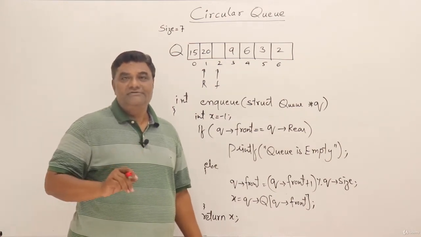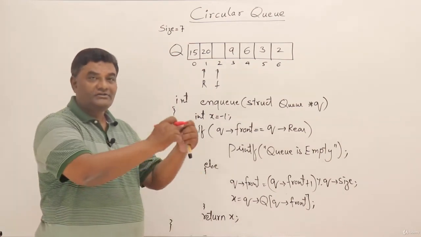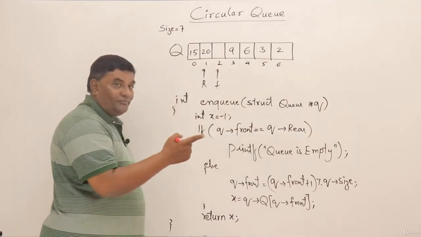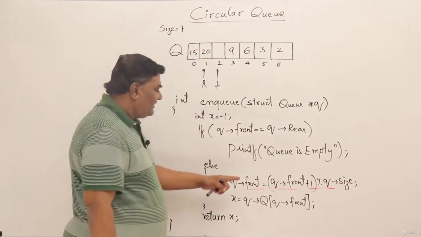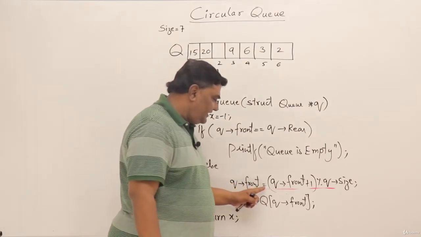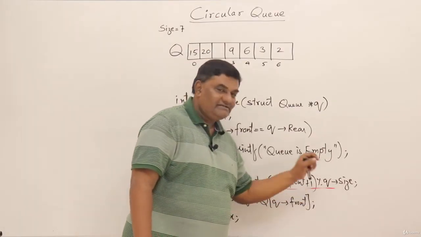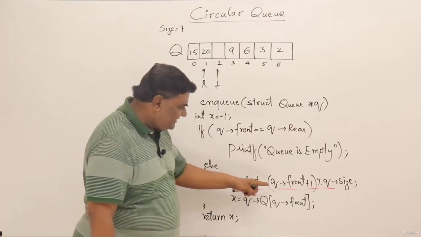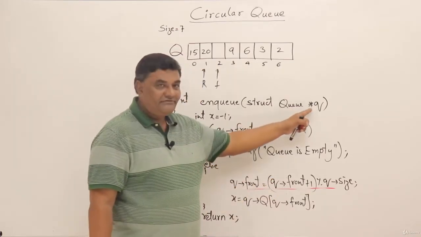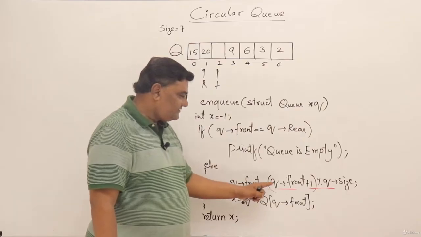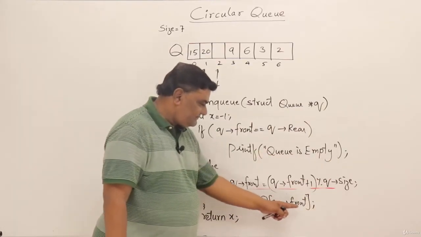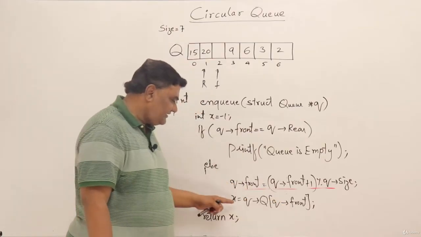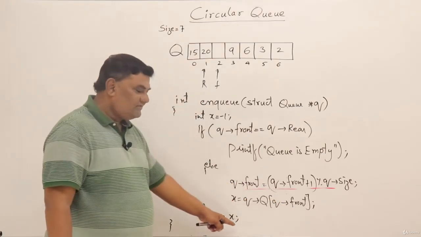So for deletion, which pointer do we use? Front pointer. So I should move front to the next location. And that movement should be circular. So this is the code for circular movement of front. I'll read it out. Front is modified with front plus 1 mod size. So Q is coming everywhere because all these are members of a structure. Q's front is equal to Q's front plus 1 mod Q's size. Then from that place, Q's front place, take the value and then return the value.